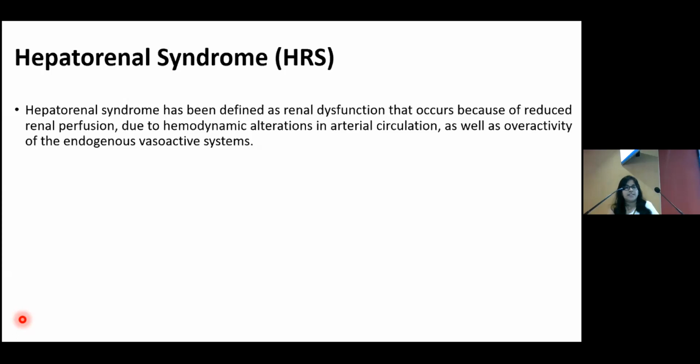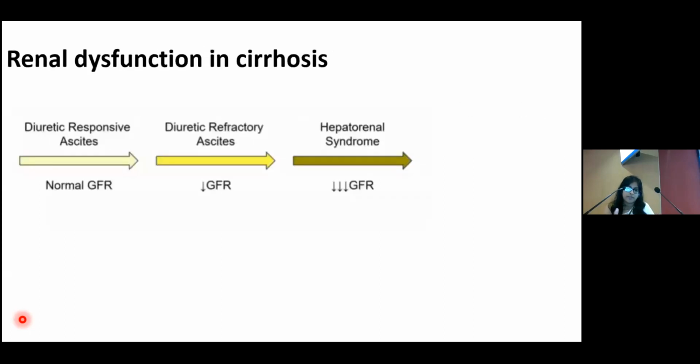Hepatorenal syndrome has been defined as a renal dysfunction that occurs because of reduced renal perfusion due to hemodynamic alteration in arterial circulation, as well as overactivity of the endogenous vasoactive substances. So this is the behavior of the cirrhotic patient. Initially, they have diuretic responsive ascites with normal or near normal GFR, and then they get diuretic refractory ascites with reduced GFR.